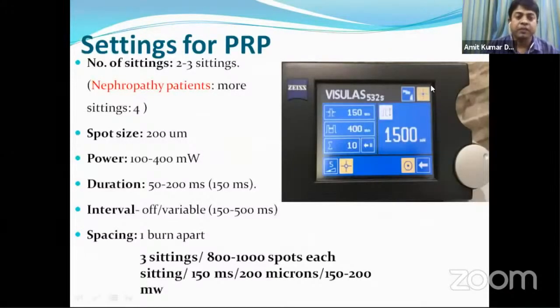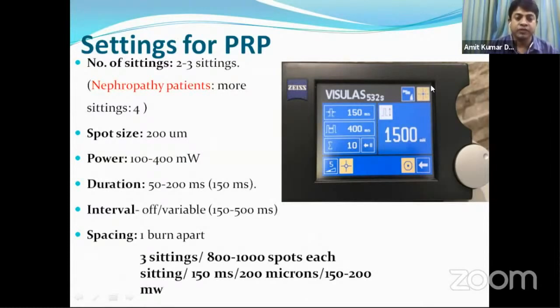So coming to the settings for PRP, number of sittings per eye, we will do 2 to 3 sittings normally. But in patients with nephropathy or fluid retention, we might need more sittings, 4 or more, because the fluid retention might aggravate the macular edema in these cases. So we should be careful in patients with nephropathy.